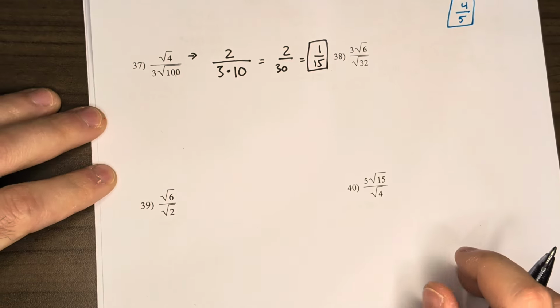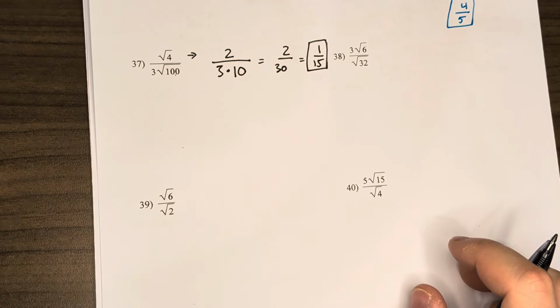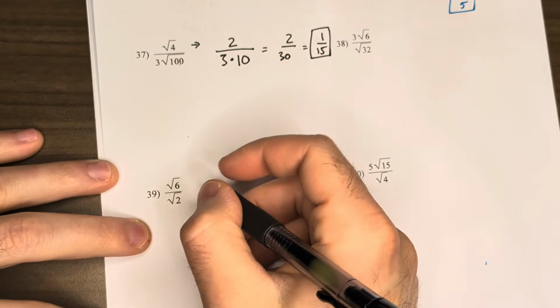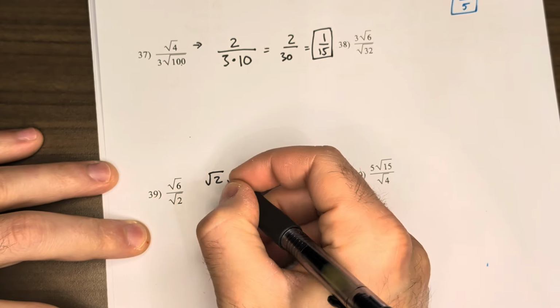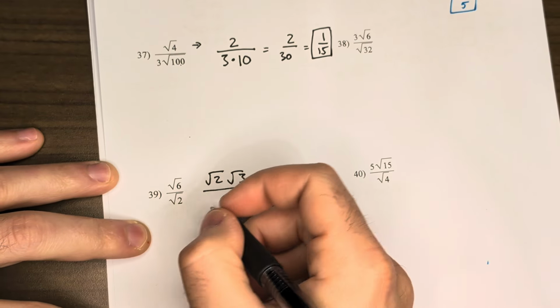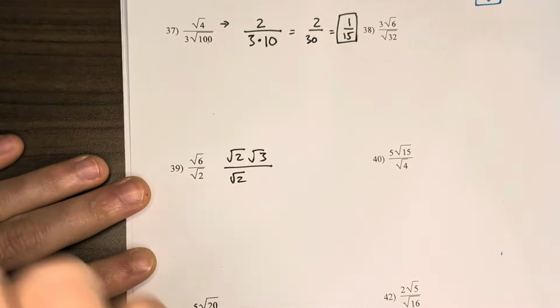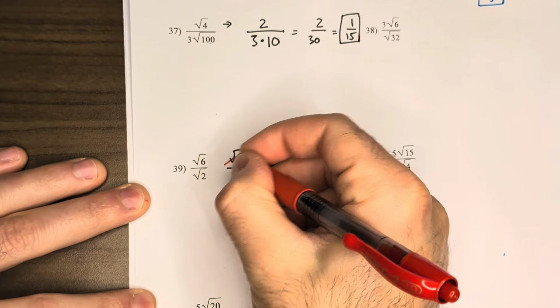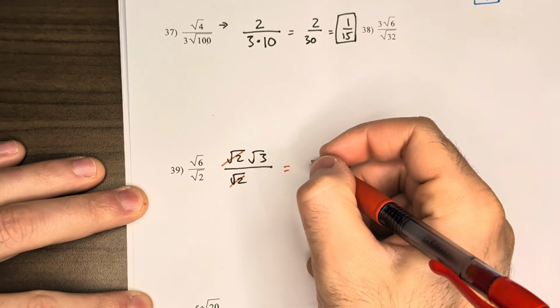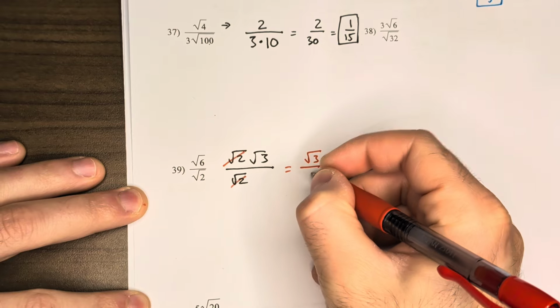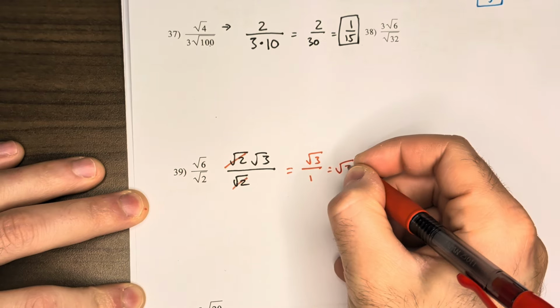Let's take a look at 39 maybe. 39 isn't nice. Radical 6 I can write as radical 2, radical 3, over radical 2. And I can cancel out the 2's, so I end up just getting radical 3 over 1, which is radical 3.